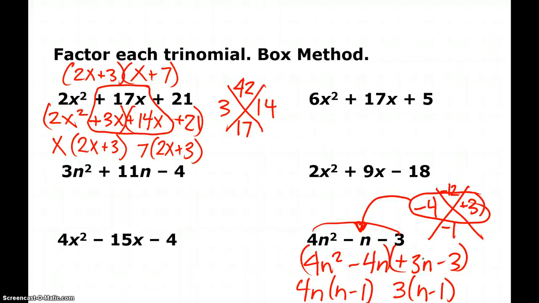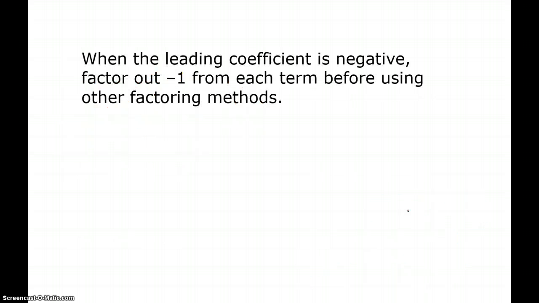I think that's all we'll try for now, because we're going to do a couple more on the next screen. So hopefully this is pretty straightforward once you realize what you're doing right here. It's just grouping over and over again. Big note here: if the leading coefficient is negative, take the negative 1 out. You'll be much better off.